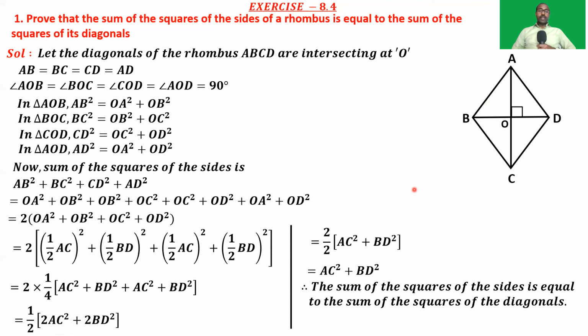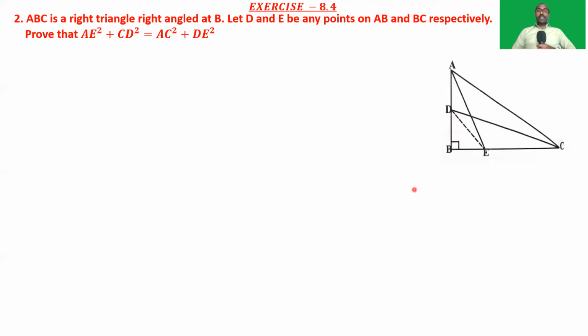So take the next one. ABC is a right angle triangle at B. Let D and E be any points on AB and BC respectively. Prove that AE square plus CD square is equal to AC square plus DE square. This is the figure given in the textbook.